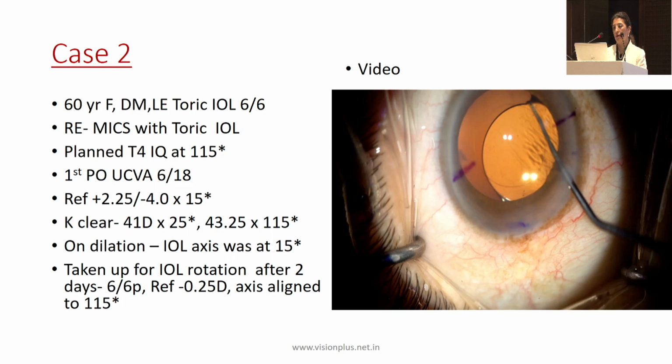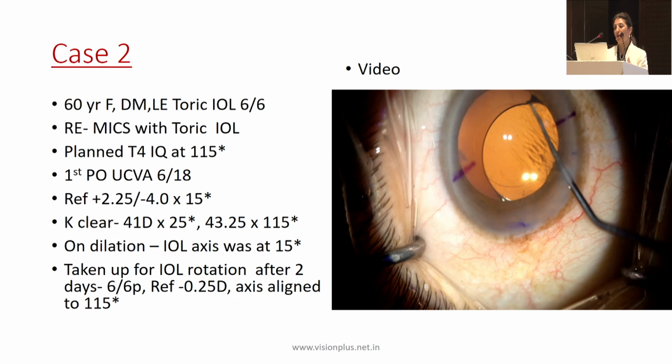And the second video that I'd like to share with you is this patient who was 60 years old, diabetic, and I'd already done a left eye toric for her. And right eye, I had planned a toric, which was a T4 IQ at 115 degrees. And on the first post-op day, the patient had a 6/18 vision with a refractive surprise at 15 degrees. So when we did the keratometry, I dilated the patient, and then to my surprise, this was the first time it ever occurred with me, the axis was at 15 instead of 115.